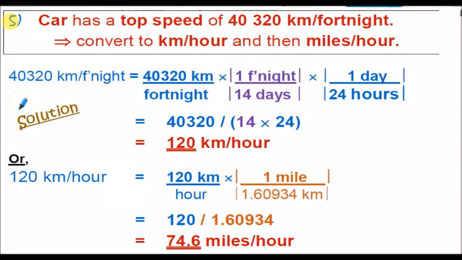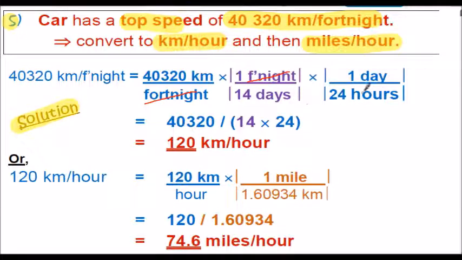So question 5 solution, converting our top speed of 40,320 kilometers in a fortnight, first of all into kilometers an hour, and then into miles per hour. So my first part of the process, I'm going to convert the fortnight into days. So my unity bracket is 1 fortnight is 14 days. So I'm cancelling the fortnights here to give me kilometers per day. But I want that in terms of hours really.